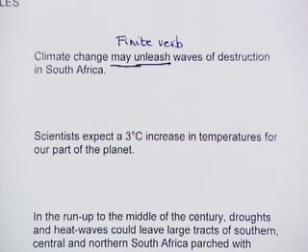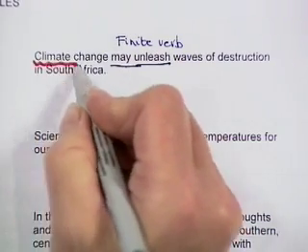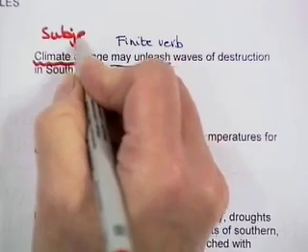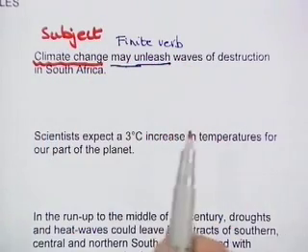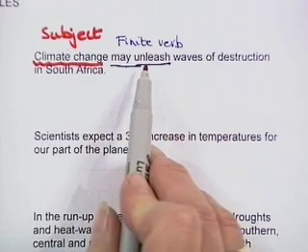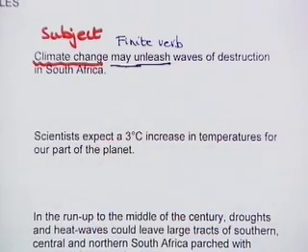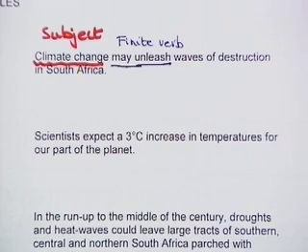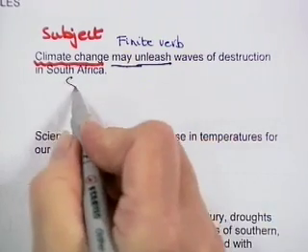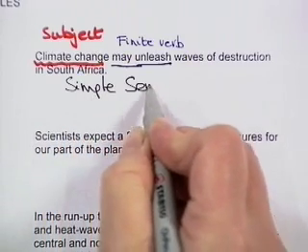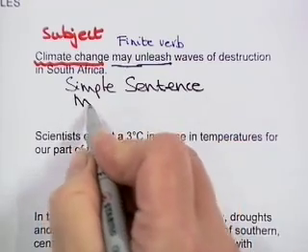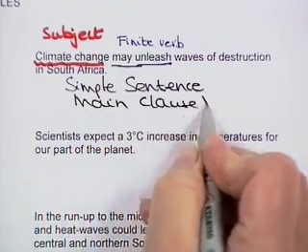Now how do we find the subject of a sentence? We ask who or what before the verb. So who or what may unleash waves of destruction? And the answer is climate change. So that is our subject. So we said our definition of our clause is to have one subject and one finite verb. And we said if it has only one subject and only one finite verb, then we can call this a simple sentence. So it's a simple sentence. Why? One subject, one finite verb. So it's a simple sentence, or sometimes you can call it a main clause, but a simple sentence.